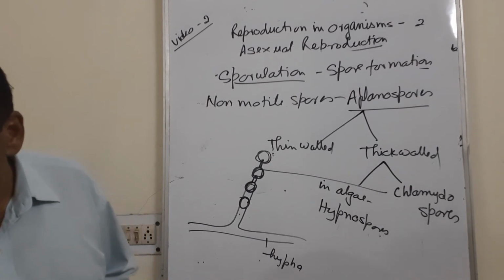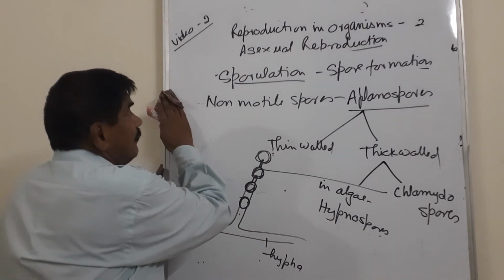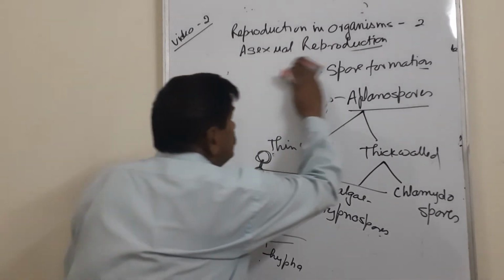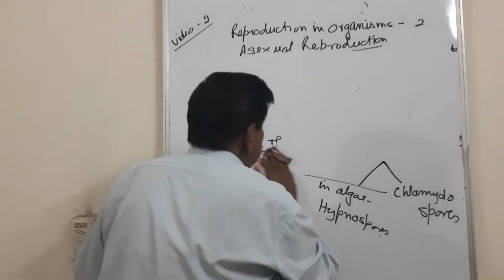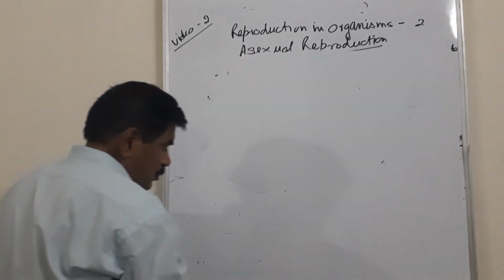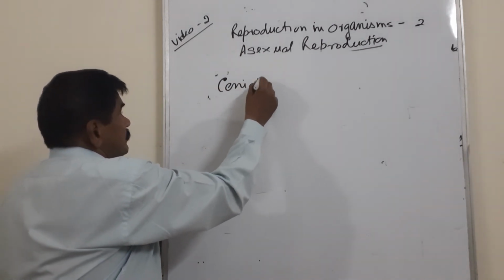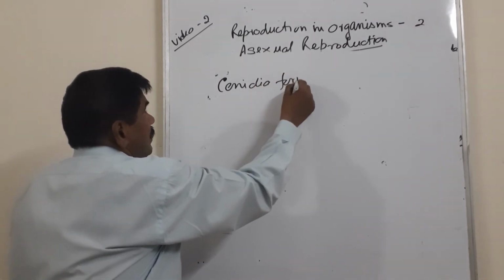Now you see, next you can see, say regeneration, okay, spore formation is completed. Now see, very important, conidia formation. Then you see conidia formation.